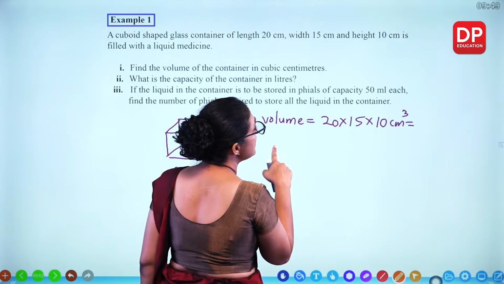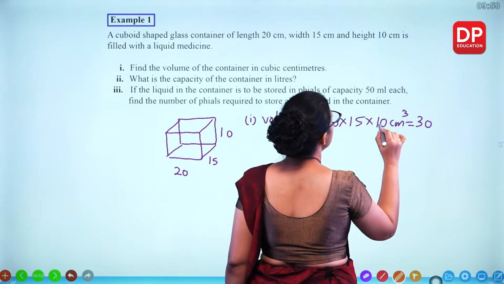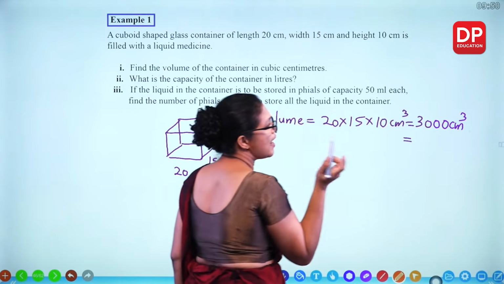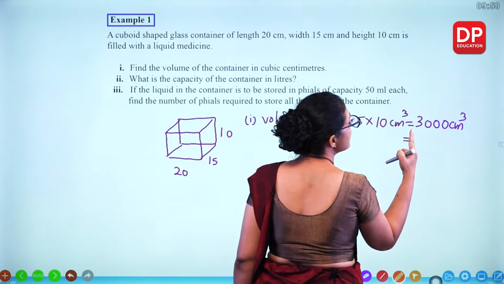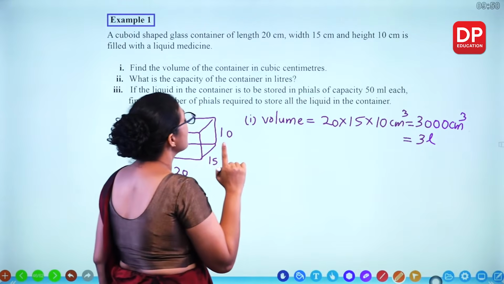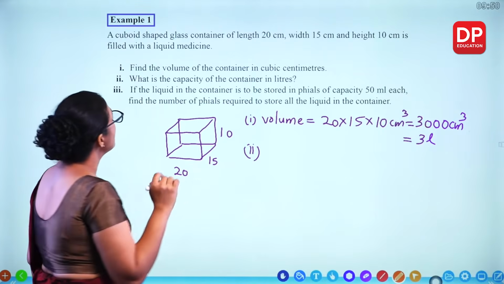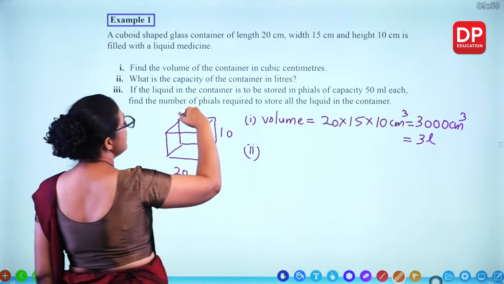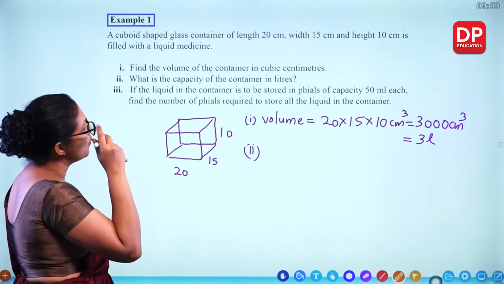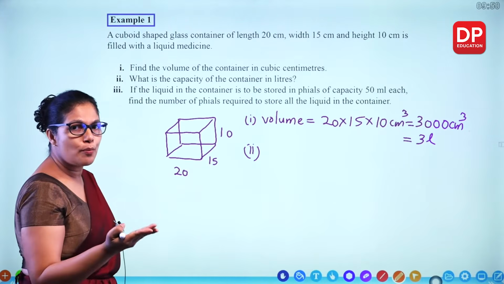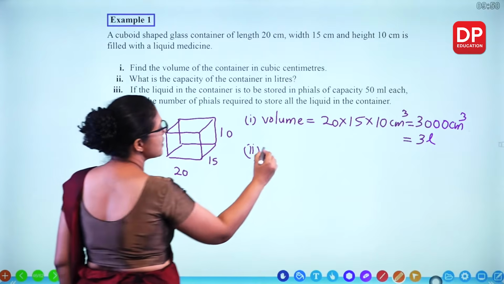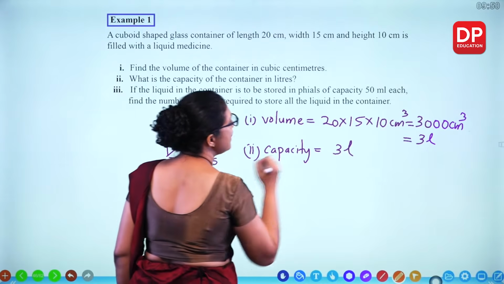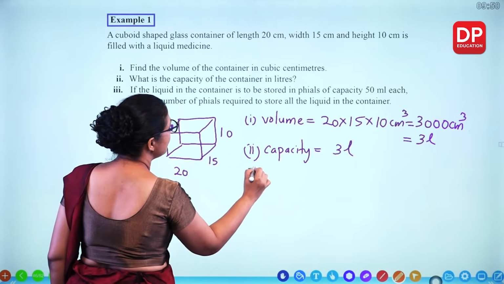15 times 2, 30. 30 and 2 zeros. 3000 cubic centimeters. If you want to write in liters, you have to divide by 1000. That's 3 liters. Then, what is the capacity of the container in liters? So, capacity means when you filled the whole cuboid with liquid. So, this volume of the cuboid is same as the capacity of water. So, capacity is same as the volume. So, that's 3 liters.